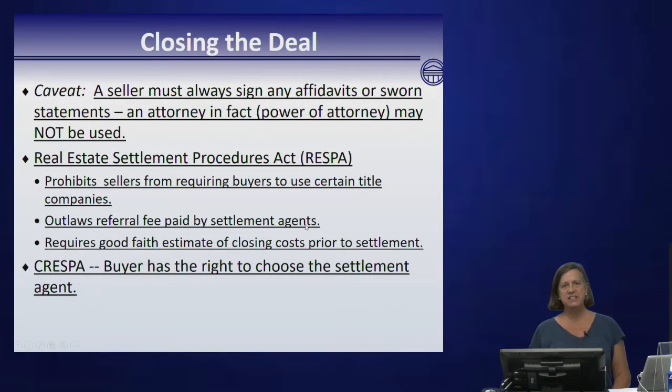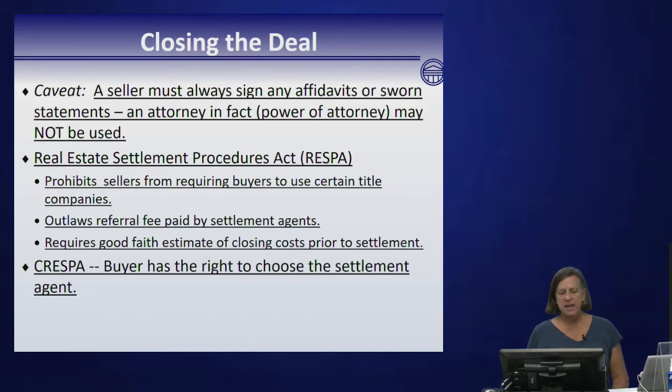All right, so closing the deal. Just a warning to you, a seller must always sign affidavits or sworn statements. A seller, or any party to a real estate transaction, would not be allowed to have an attorney-in-fact or a power of attorney sign sworn statements or affidavits.